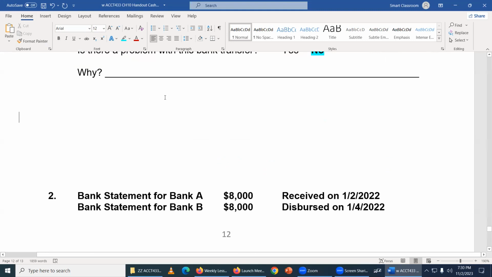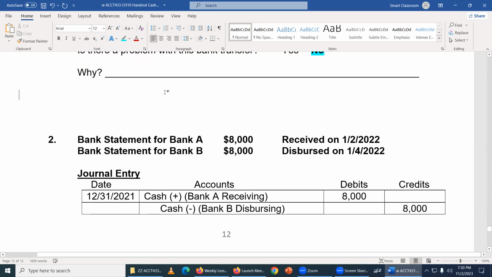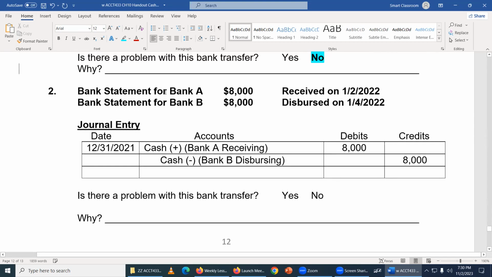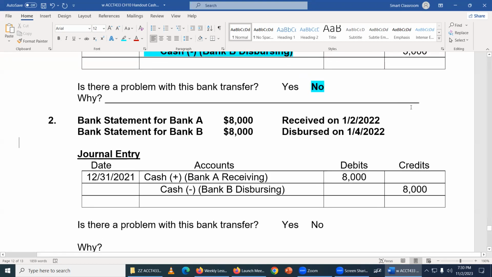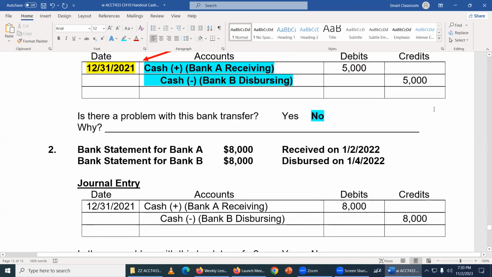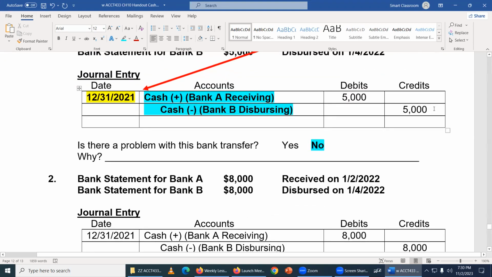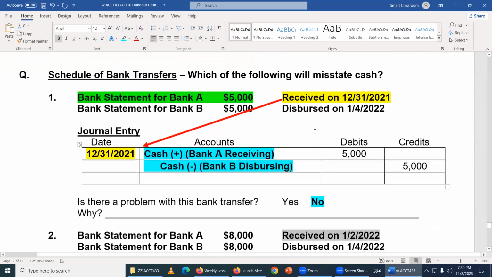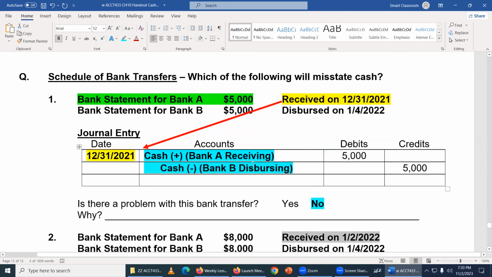Okay, let's go to number 2. I can't remember how I did the spacing on the actual printed handout. And there is no problem, so we're not going to say why, because there isn't any. Let's go to the next one. So the receiving bank got it on, put the answer why. They follow the same rule. Is there a problem? No, there isn't a reason why.